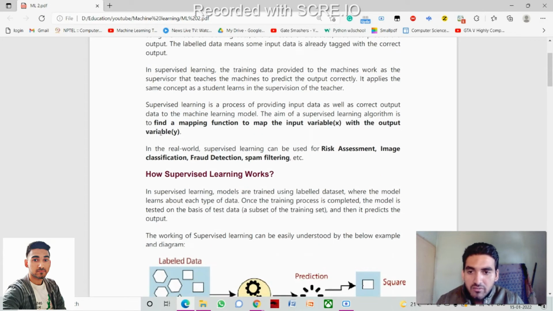And in mathematical terms, supervised learning is a process of providing input data as well as correct output data to the machine learning model. The aim of the supervised learning algorithm is to find a mapping function to map the input variable, that is the x, with the output variable y.